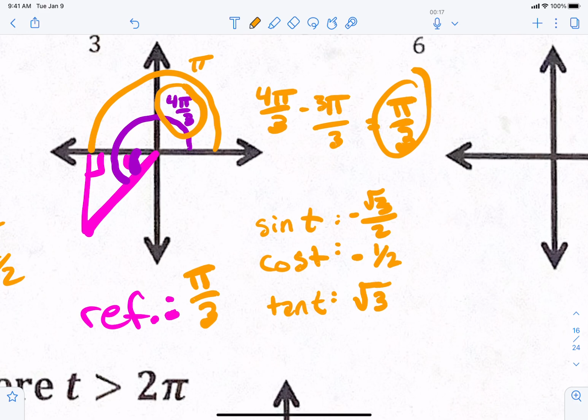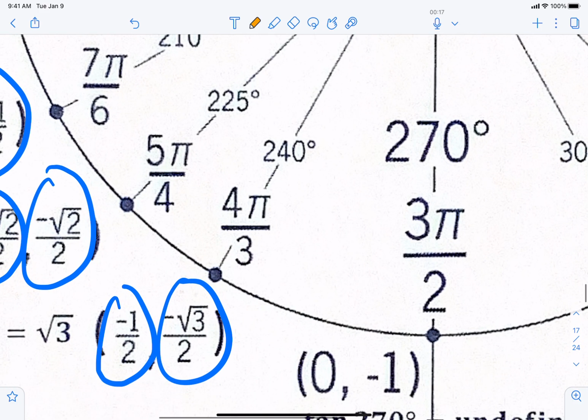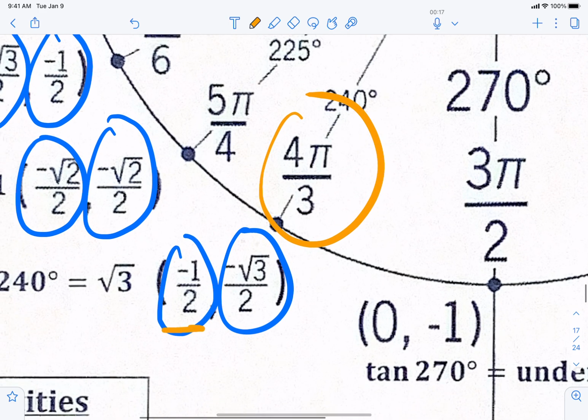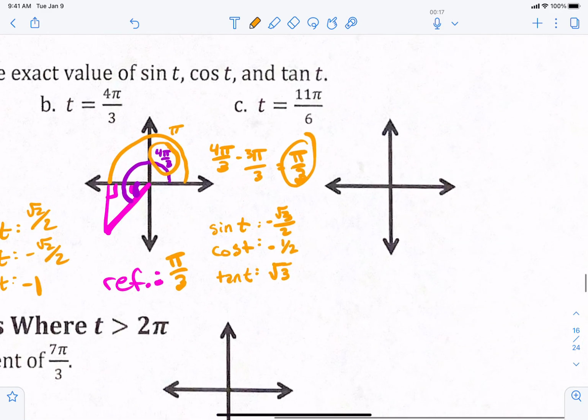Okay? Next, where do we get that? Finish this off. Because 4 pi over 3 on your unit circle is this guy right here. Okay? So cosine is the x coordinate, sine is the y coordinate, and tangent is that value. You're just using those guys.